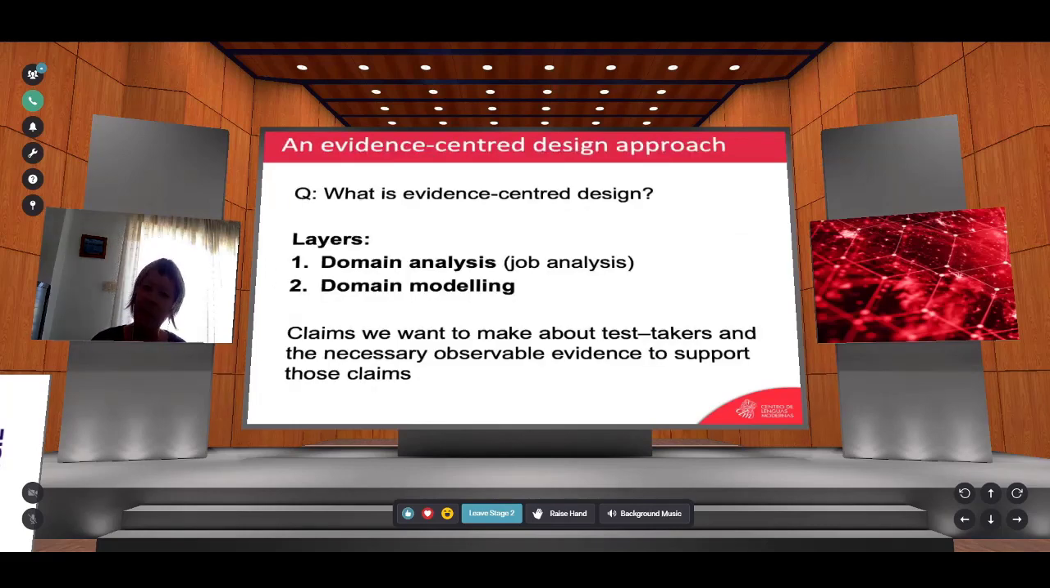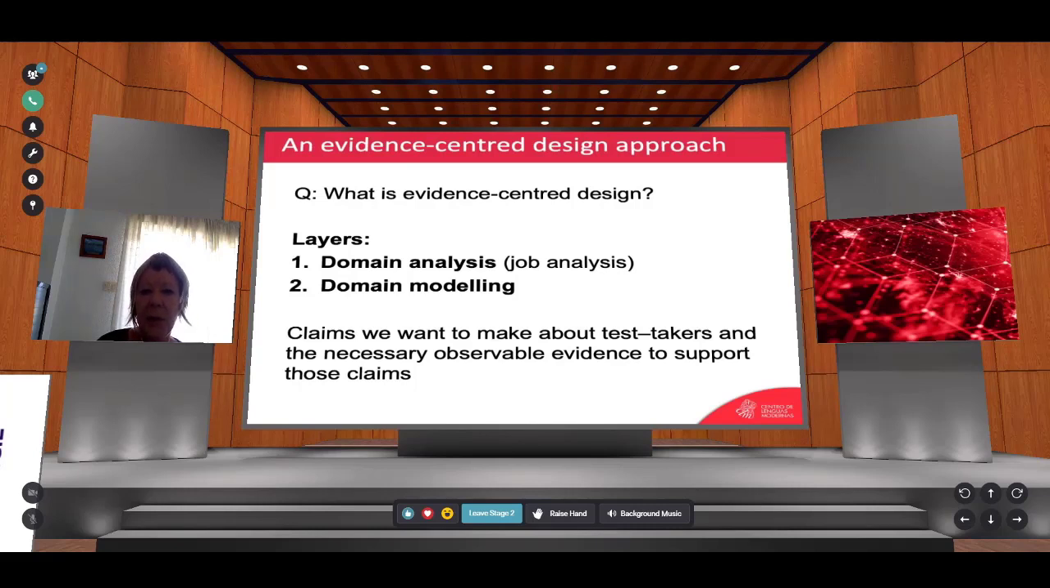We looked to evidence-centered design to design our tasks. This gives us a framework. It gives us a systematic approach to designing performance tasks. And we looked at the first 2 layers, domain analysis and domain modeling. And in this way, it allows us to build a chain of reasoning to link evidence to the claims we want to make about test takers.